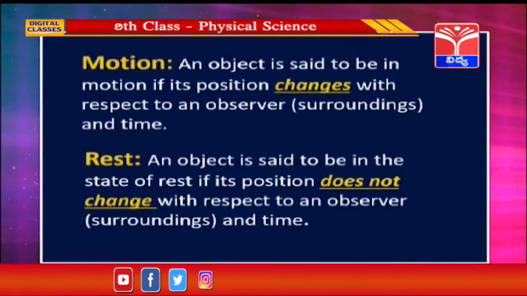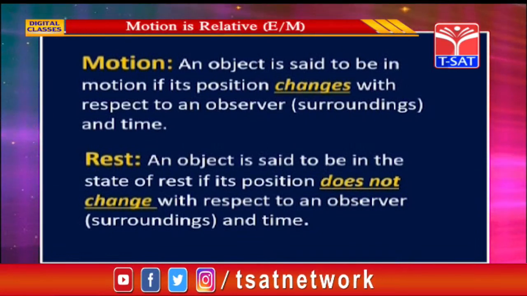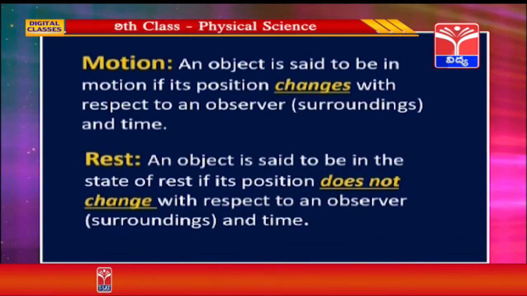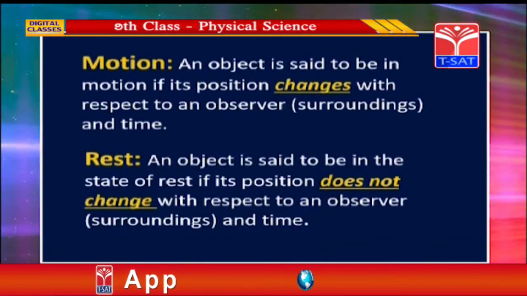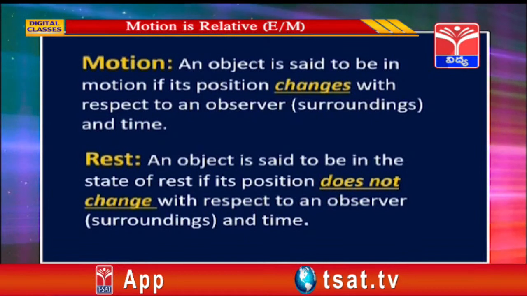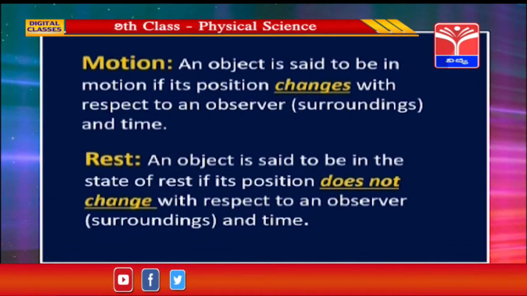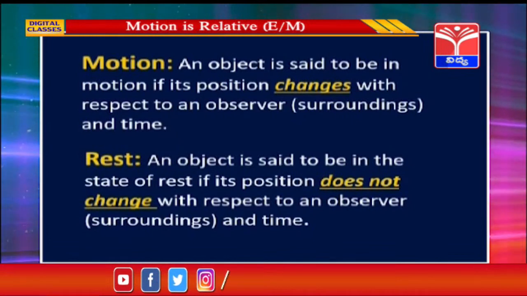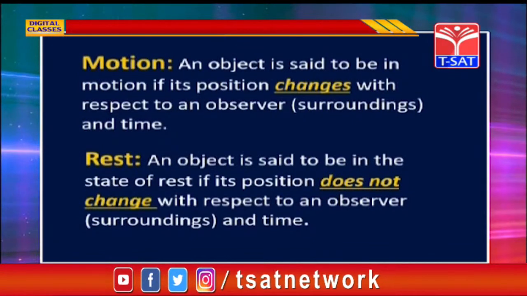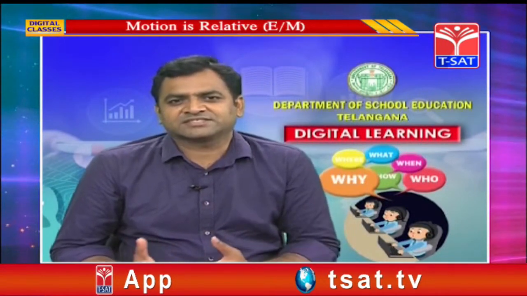Children, let us look at the definition of motion and rest once again. Motion: an object is said to be in motion if its position changes with respect to surroundings and time. And rest: an object is said to be at rest if its position does not change with respect to an observer and time. Children, now we are able to say whether a given object is in motion or at rest.